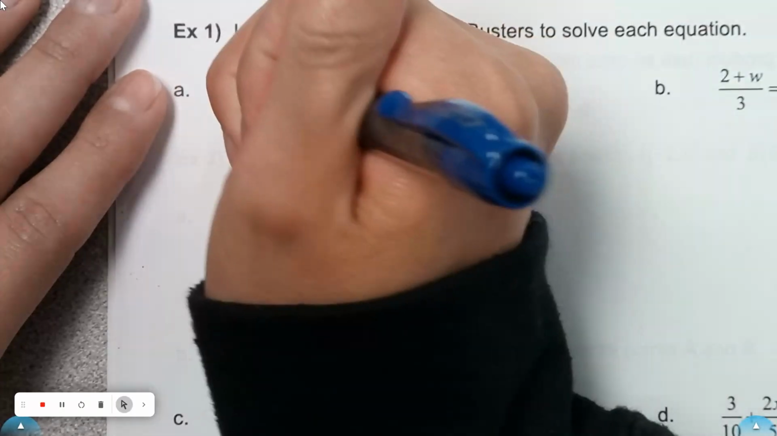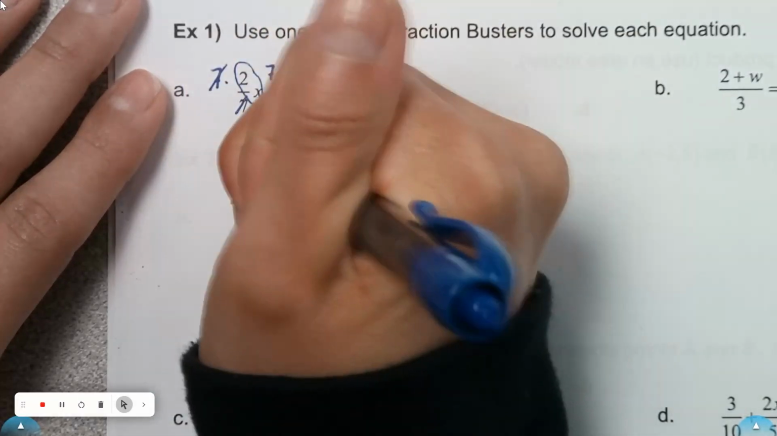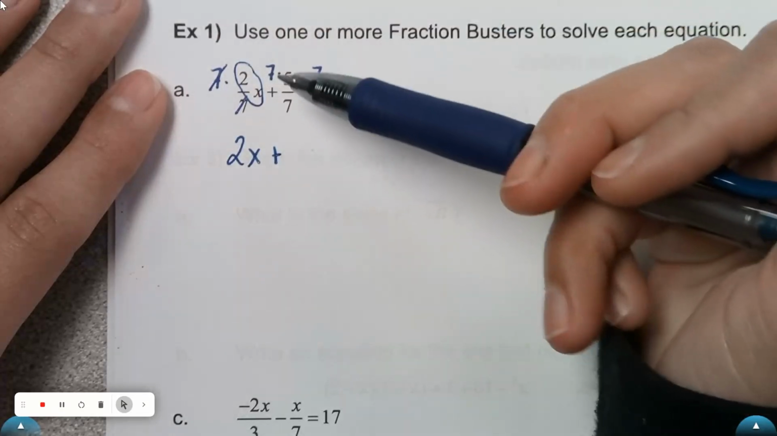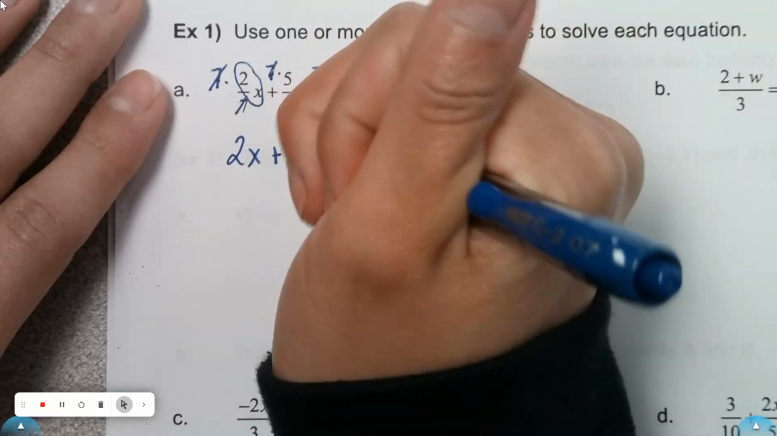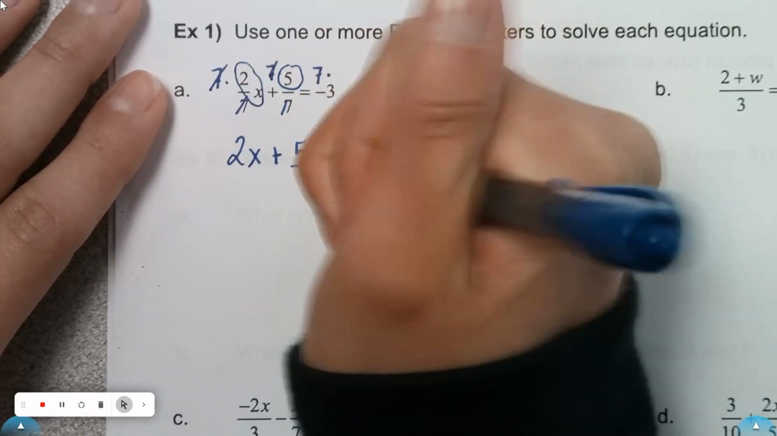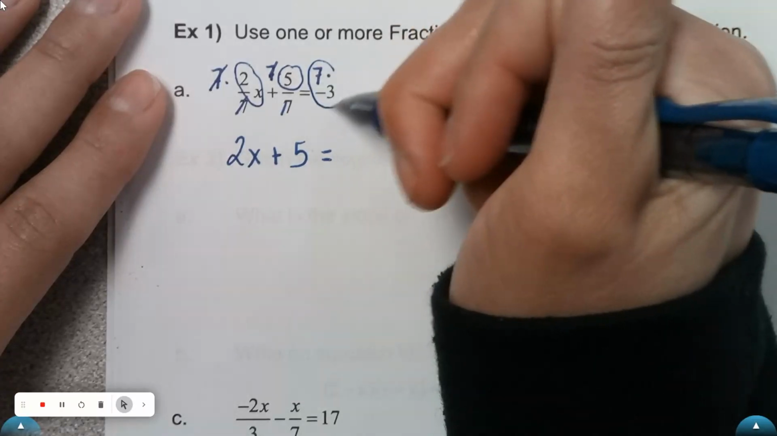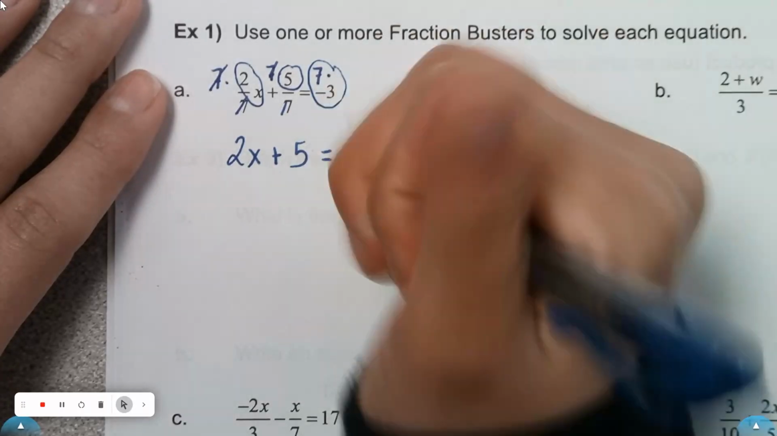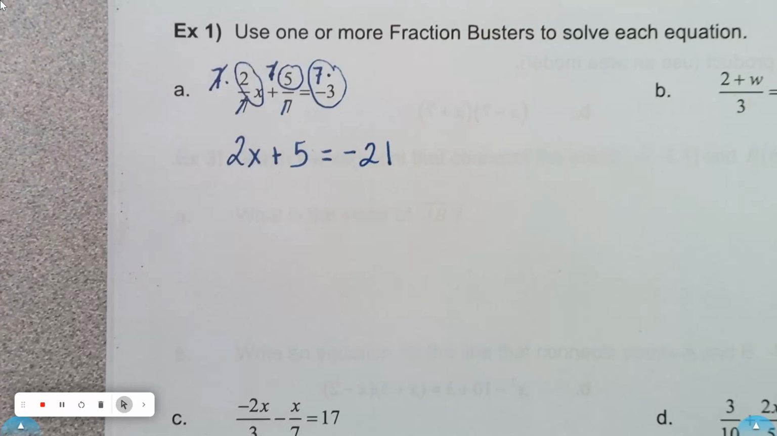So here, I'm left with this 2x. Okay, my plus sign. If the number I'm multiplying by matches the denominator, they cancel each other out. Here I'm left with the 5. Okay, I bring down my equal sign. And then for the 7 and the negative 3, I just multiply those straight up. So 7 times negative 3, I get negative 21.